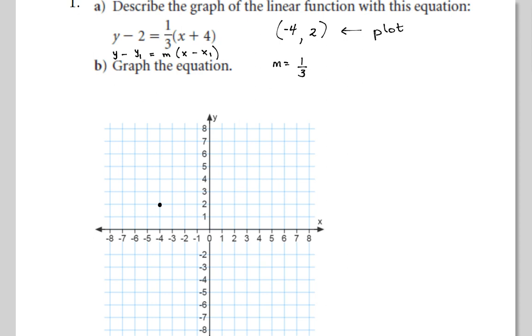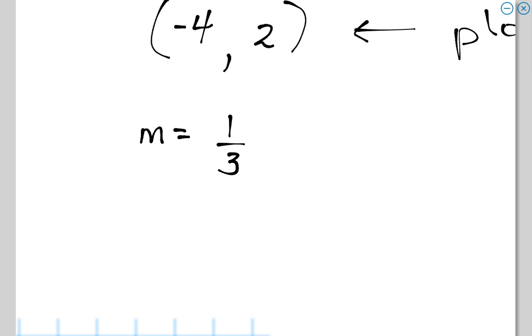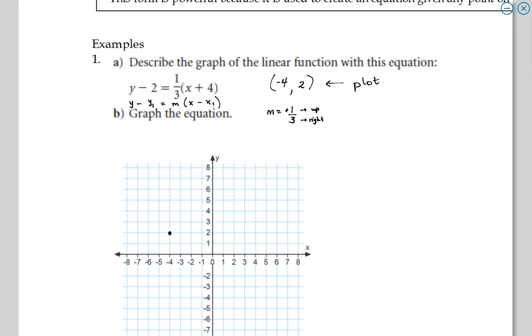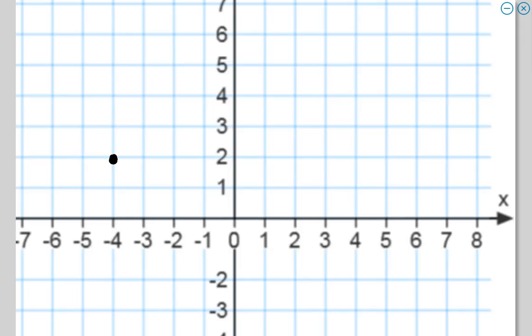So what I like to do with the slope, what does slope dude always go to the? Slope dude always goes to the right. So which one of those, numerator or denominator, is the run? So you got to go 3 to the right. And then because this is +1, we're going to go up. If it was negative, you'd go down. But if you always orient yourself to the right, then it's not too bad to figure this out. So 3 to the right and 1 up, right?